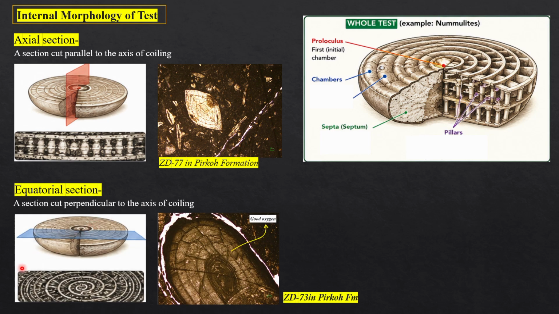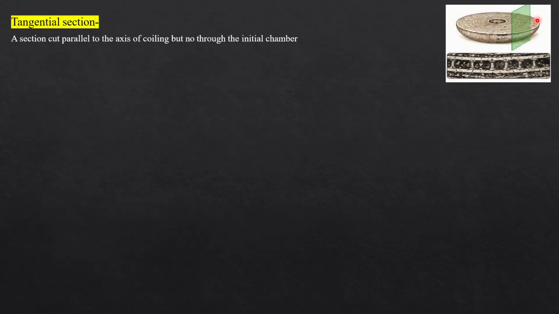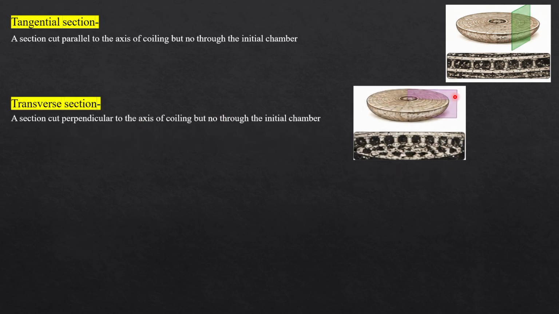We have equatorial, in which the cut is perpendicular to the axis of the coiling. The axial is parallel, and the equatorial is perpendicular to the axis of the coil. Tangential means outside of the center, a cut which is not through the proloculus. Transverse means a cut perpendicular to the axis of the coil. They cut parallel to the axis of the coil, but this section is perpendicular to the axis of the coil, but both are not cut through the initial chamber, which we call the proloculus.